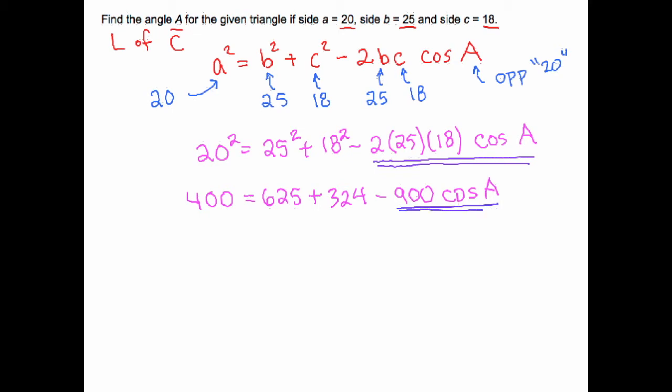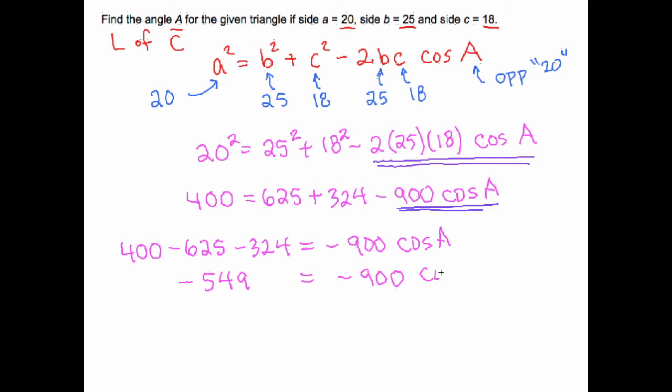To do that, I'll take 400, subtract away 625, and subtract away 324. And that's equal to negative 900 cosine of A. Well, 400 minus 625 is negative 225, minus 324 is negative 549. Negative 549 is equal to negative 900 cosine of A. Now it's an equation where I can quickly isolate the cosine of A by dividing by negative 900 on both sides of the equation.